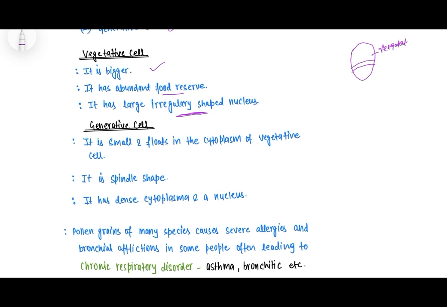This is vegetative cell. This is bigger. It has abundant food reserve and it is large. It has large irregular shaped nucleus. Generative cell is small and it floats in the cytoplasm of vegetative cell. It is a spindle shape.